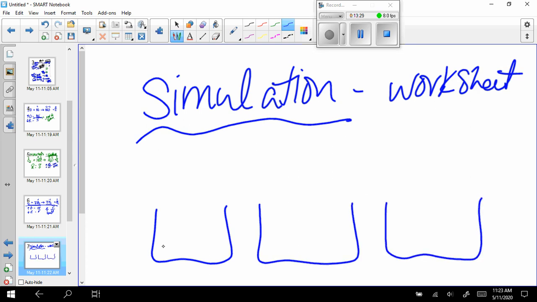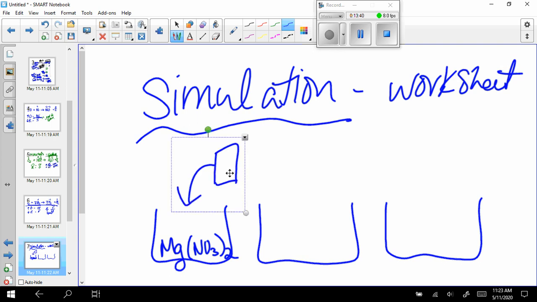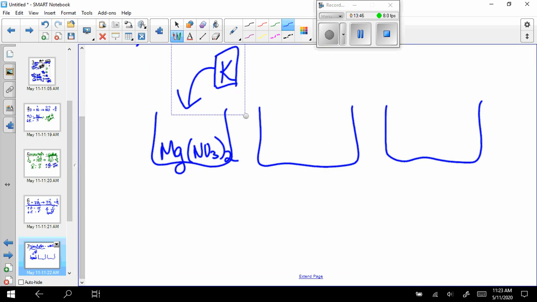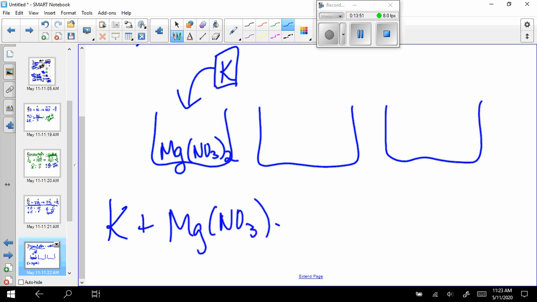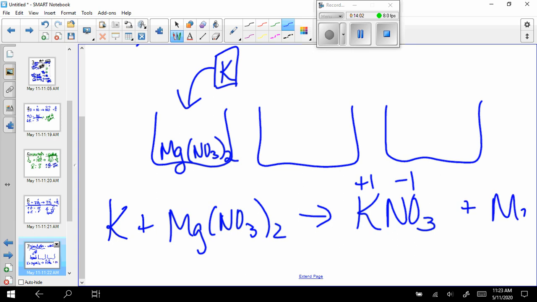And so in the solutions, let's say I have Mg(NO3)2. So I add a metal into this. So here's a piece of metal like K. If I add K into here, think about the reaction I'm doing. K plus Mg(NO3)2. I would expect the K to react with the NO3. K is a +1, NO3 is a -1, so that product is just KNO3. And then magnesium would now be alone. To balance it, I would need 2 of those and 2 of those.